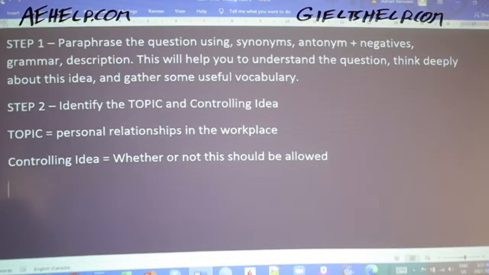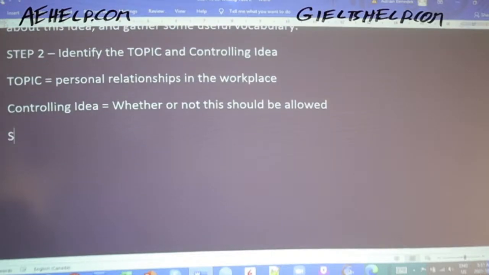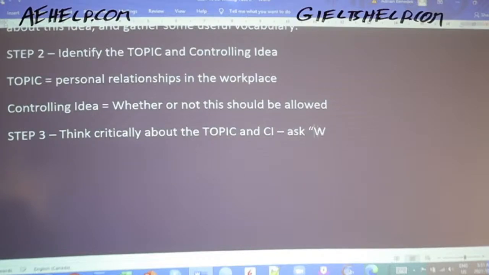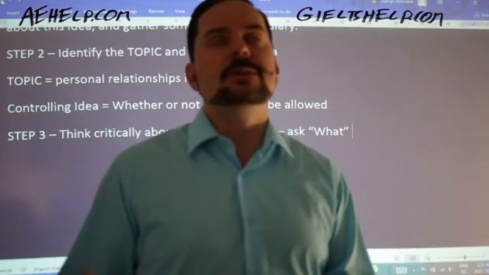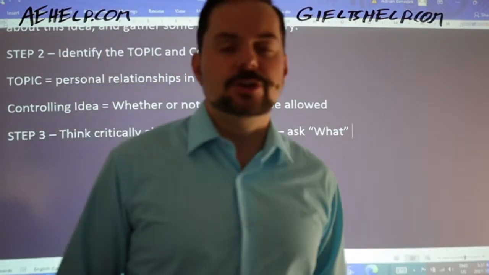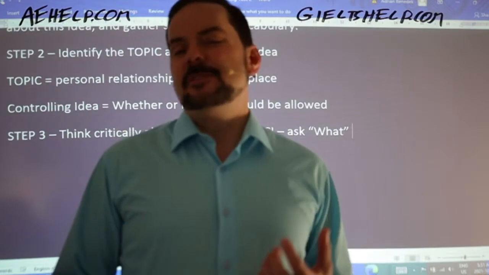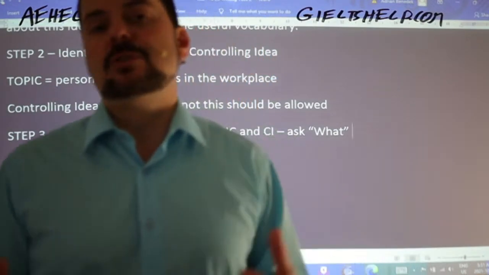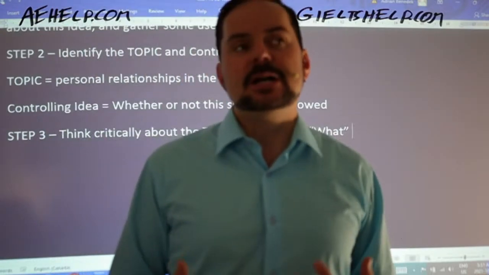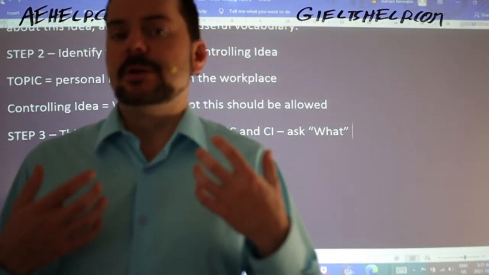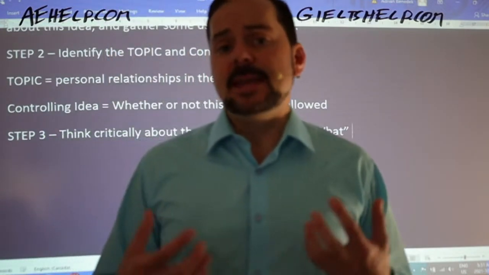Okay, good. So let's do a quick step 3 here. Step 3 is think critically about the topic and controlling idea. That means ask what, why, how. And I know this is sometimes a bit redundant and arduous, and some people are like, can't I just think about the answer? Can't I just say yes, they should, or no, they shouldn't? You have to be very careful not to jump over the critical thinking element of planning, because it's very easy to miss some important ideas that make your essay very good.